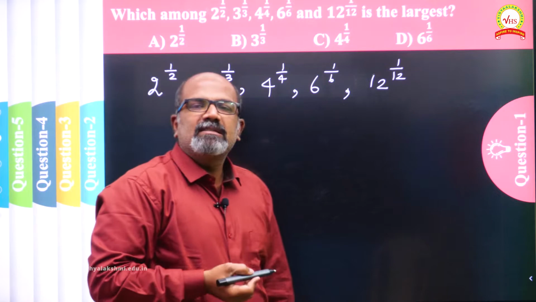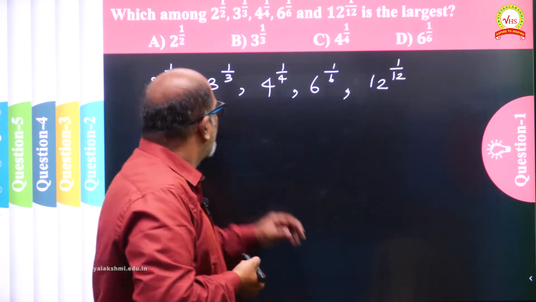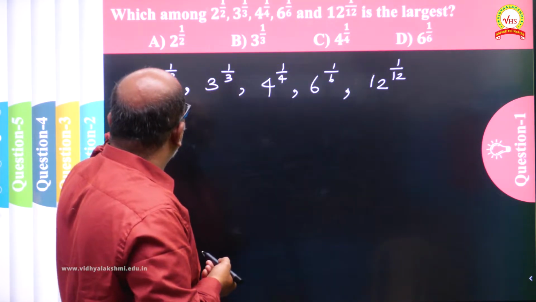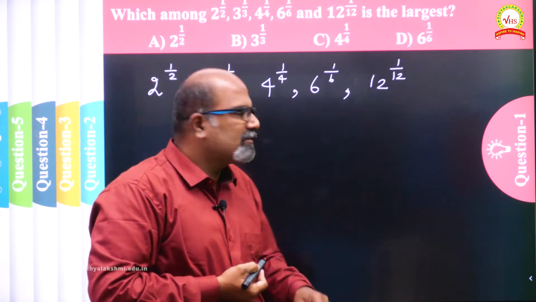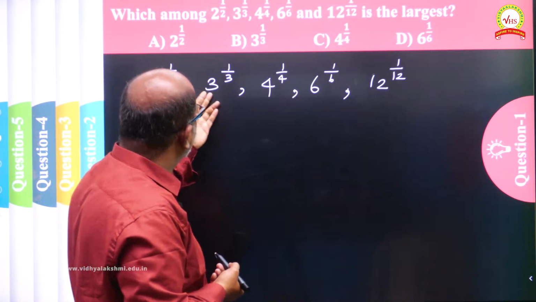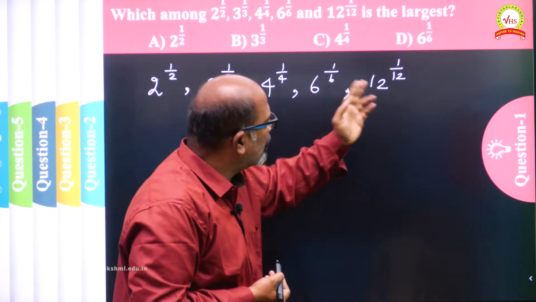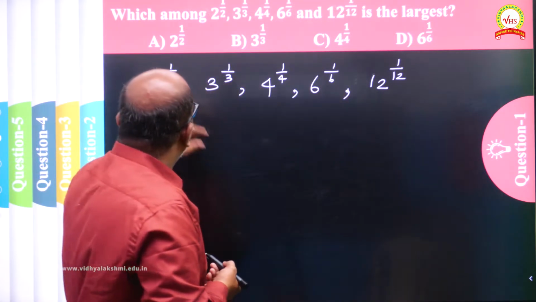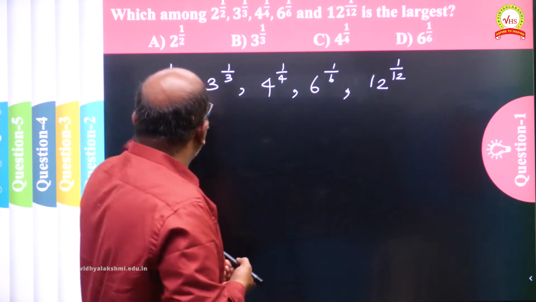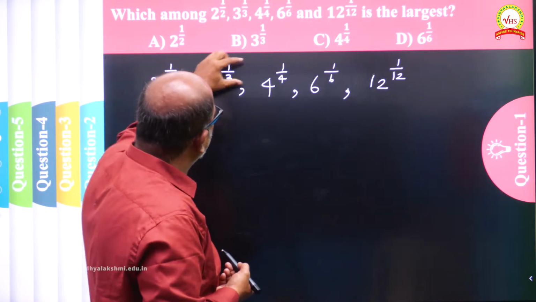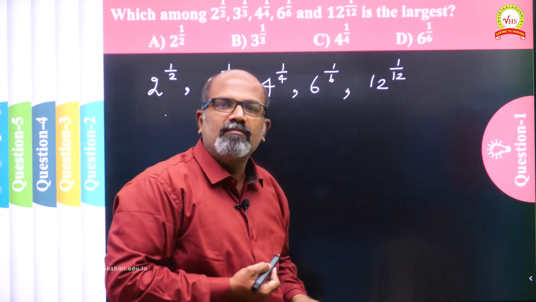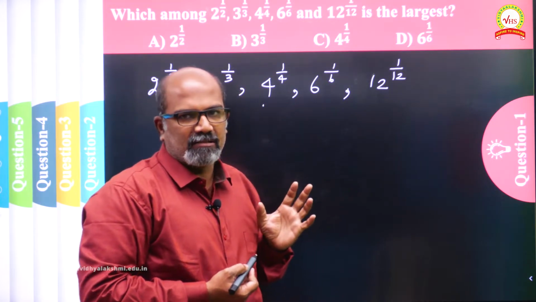This is actually a comparison type of question. Here we can observe that the bases are different in each case. Here 2 is the base, and 3, 4, 6, 12 are the bases. And what about the exponent? The exponents are 1 by 2, 1 by 3, 1 by 4, 1 by 6 and 1 by 12. Yes, all are fractions.